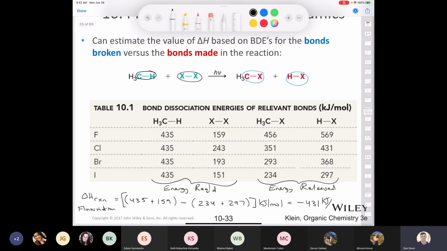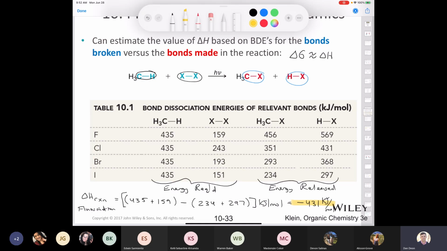And I know there's not a lot of room here, kilojoules per mole. But remember, we saw that delta G is approximately equal to the delta H. And so what does that tell you? That fluorination is a very exothermic reaction, right? It releases a total of 431 kilojoules per mole of energy.